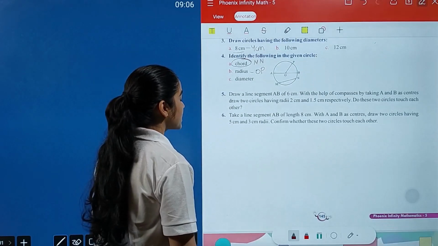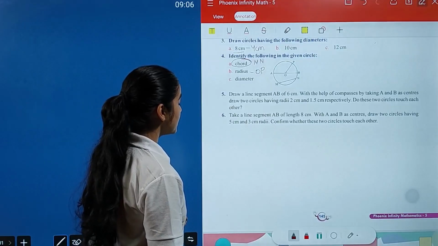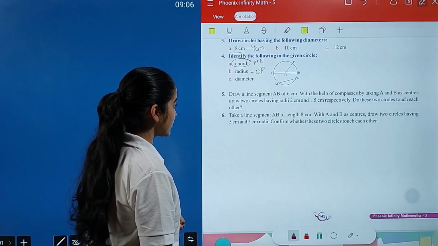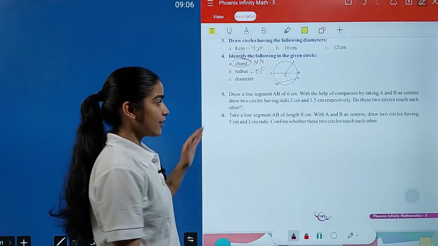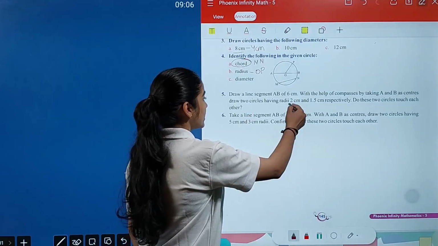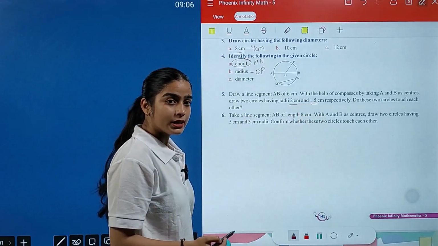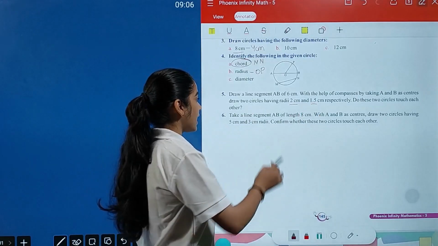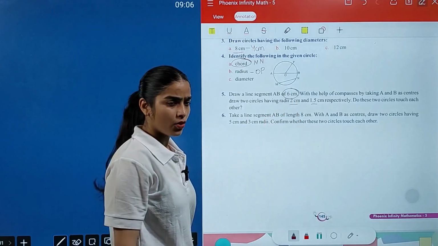Now draw line segment AB of 6 centimeter with the help of a compass by taking A and B as centers. Draw two circles having radii 2 centimeter and 1.5 centimeter respectively. Do these two circles touch each other or not? So what you have to do? First you have to make two circles of 2 centimeter and 1.5 centimeter, and while you make these circles you identify that both circles do not touch each other, and after that you have to draw a line segment of 6 centimeter. That is very easy for you.